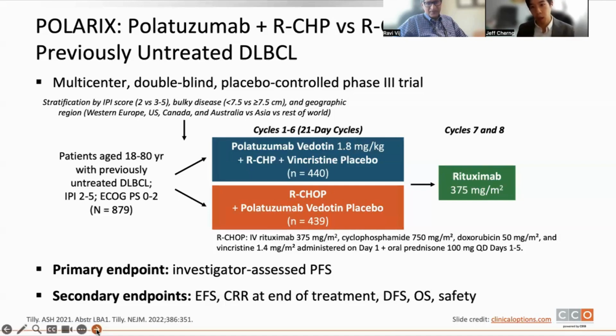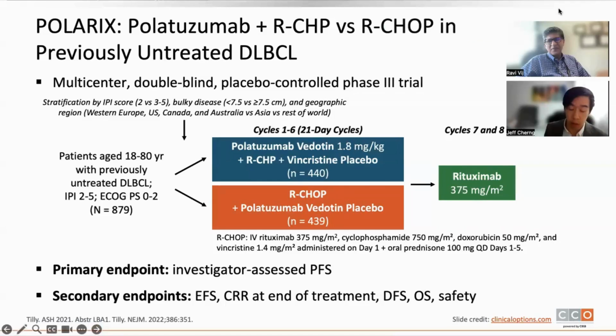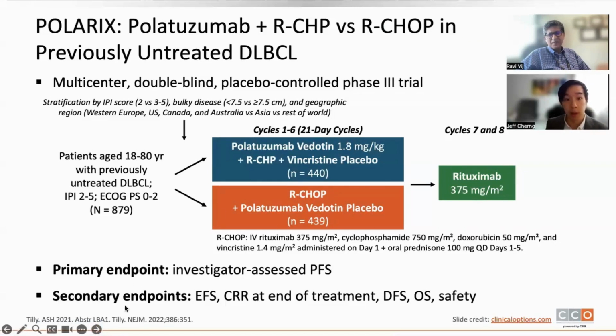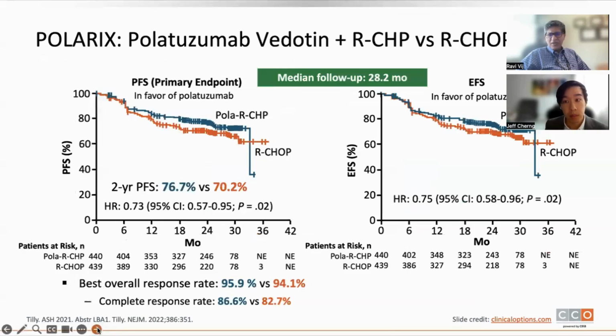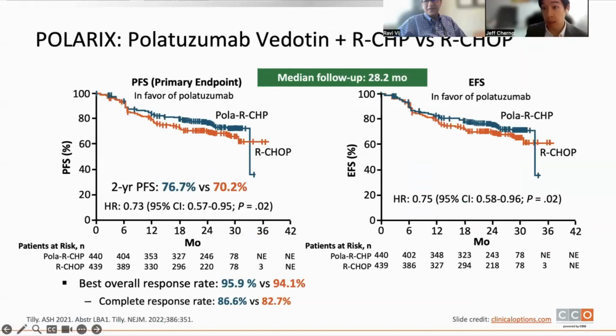So that was why it was sort of replaced in the experimental arm. And the primary endpoint here, which is sort of important for a trial in DLBCL, was progression-free survival. So, what did we learn from the study? So this was excitingly a positive study. It met their primary endpoint in looking at a difference in progression-free survival.